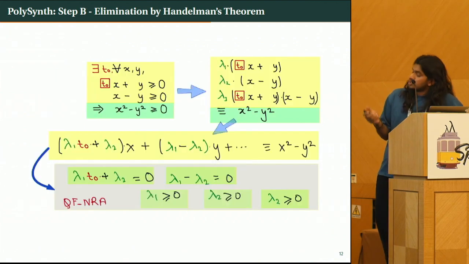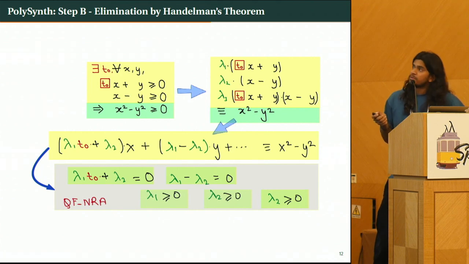Here's an example. Say x plus y is non-negative, x minus y is non-negative, and it implies x squared minus y squared is non-negative. Let's see some of the monoid elements. One element would be this thing itself, the second element could be this one, and the third element could be the product of these two. Let's say this thing is equal to lambda 1 times this, lambda 2 times this, lambda 3 times this. If I find actual values for lambdas such that I can write this, then this is a certificate that this constraint is actually true.